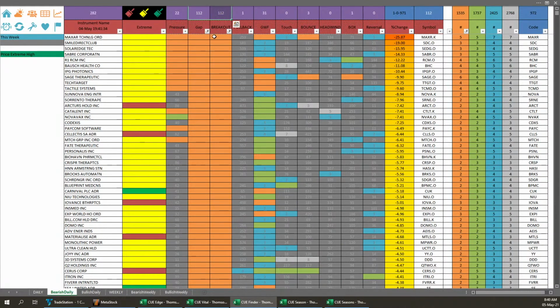So now I have 112 stocks. What is the pattern I am looking for? Gap down and breaking below trendline support. I see there are many stocks with bearish pressure. They gapped down and broke down with bearish pressure. Let me go to those stocks.